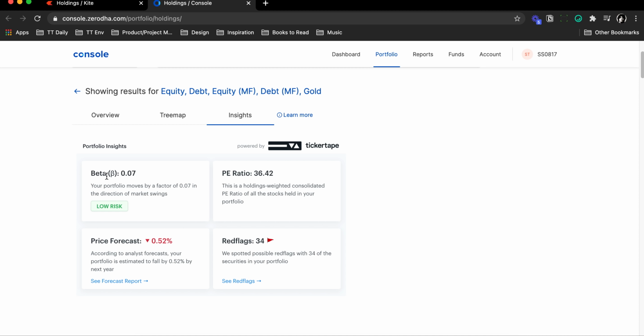So beta is nothing but how your portfolio moves with respect to the market index, right, which is Nifty. So as you can see currently, our beta is at 0.07. Now, Nifty's beta is set to 1. So what this means is that if your portfolio's beta is greater than 1, that means your portfolio is more risky than Nifty. And if your portfolio's beta is less than 1, then your portfolio comes into a medium to low risk category, right?